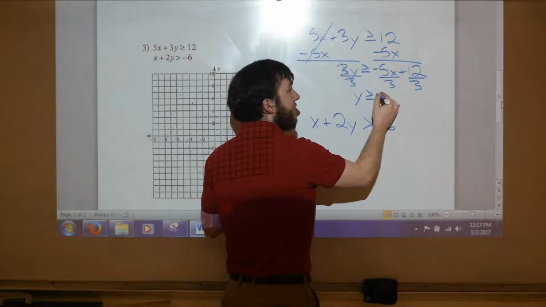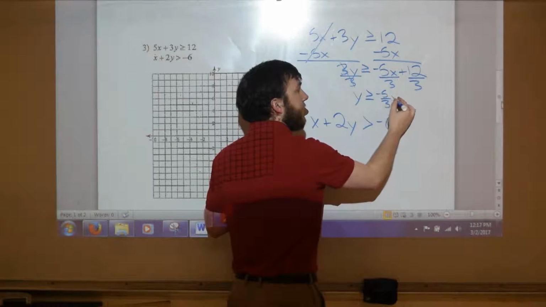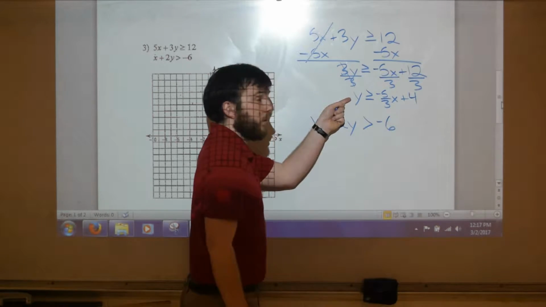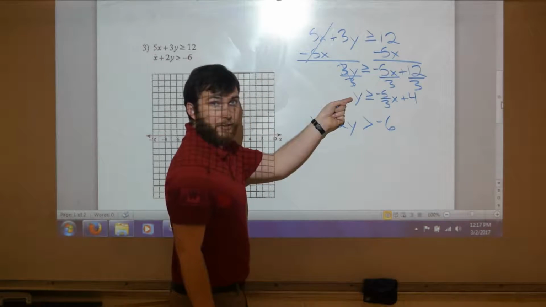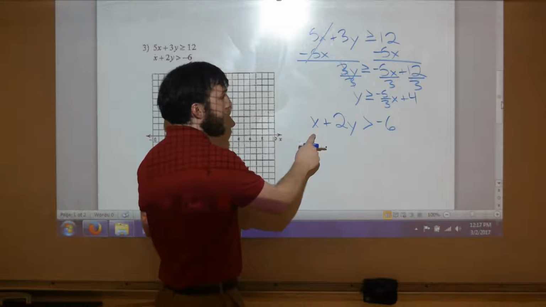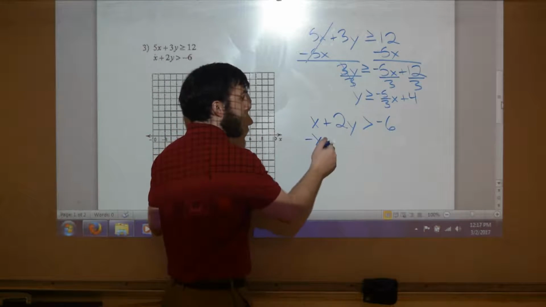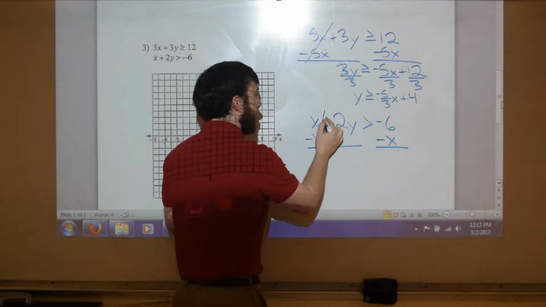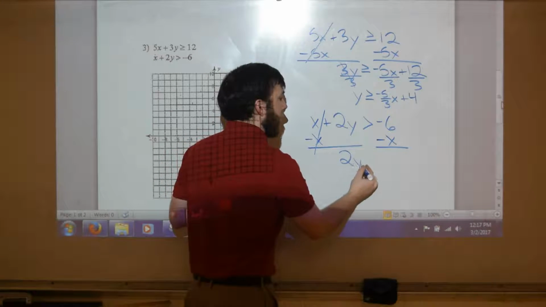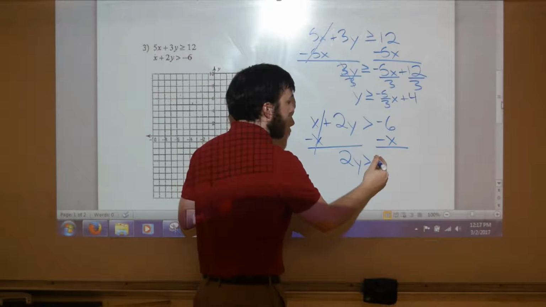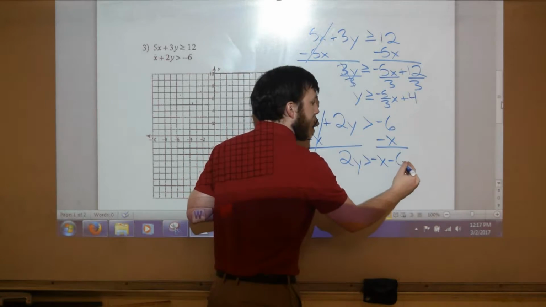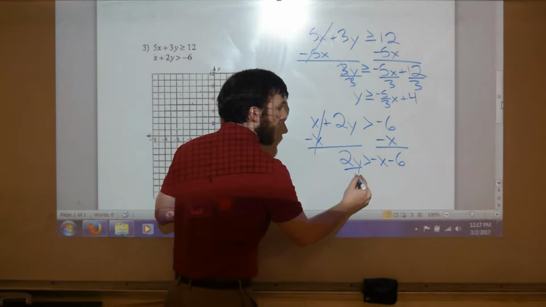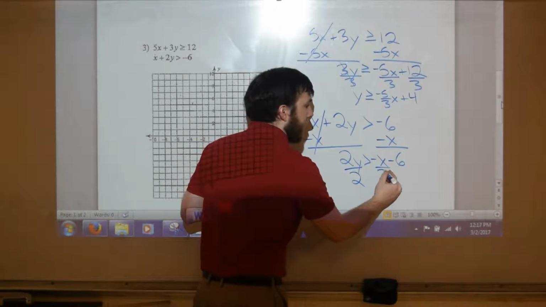Negative 5 over 3 is not going to clean up, so just copy it down. 12 over 3 equals 4. We'll come back and graph that line in just a moment. For this one, we need to subtract x because it is being added on. Those are not like terms, copy them both down, don't put them together. And then we will divide by 2 because 2 is being multiplied by y.